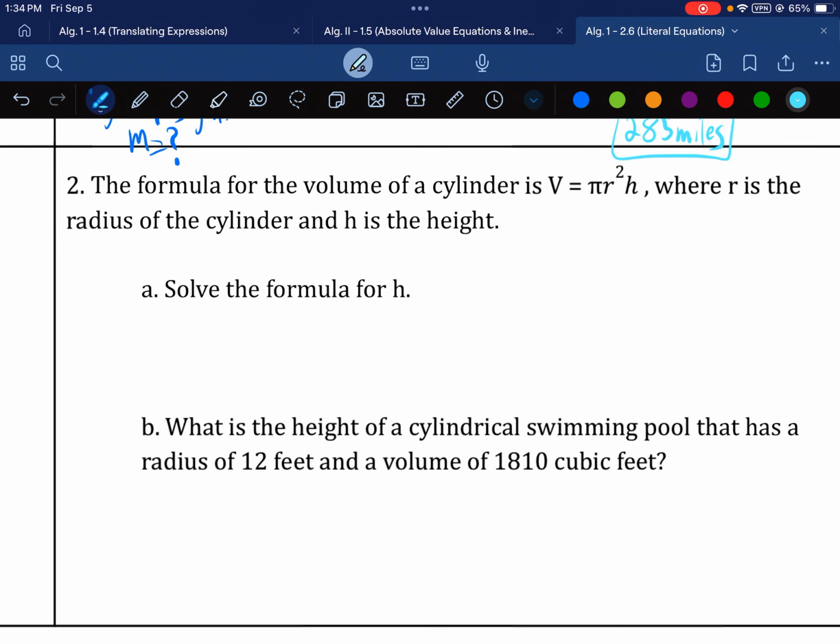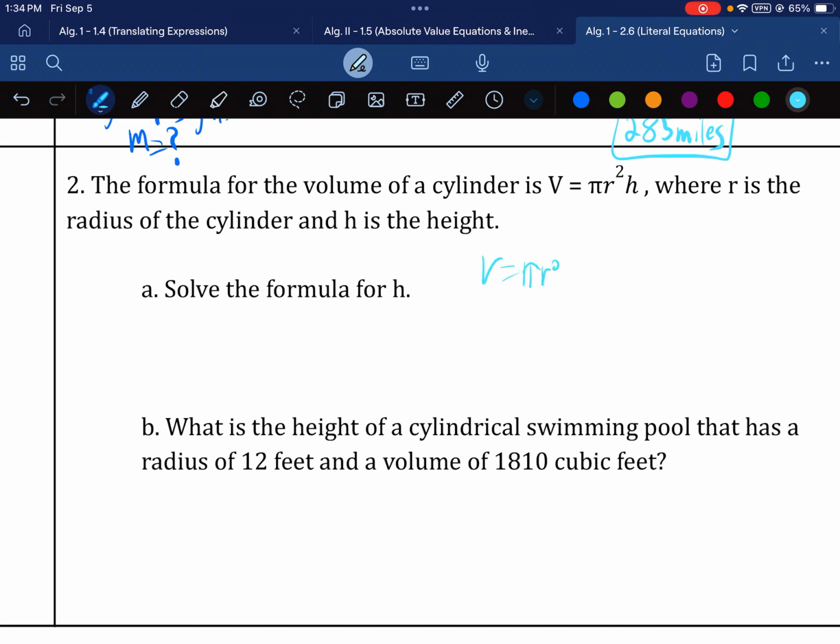So the formula for the volume of a cylinder on number 2 is V equals pi r squared h. And that's just the formula, where r is the radius of the cylinder and h is the height. We're supposed to solve this formula for h. So we're going to take this formula and solve for h.